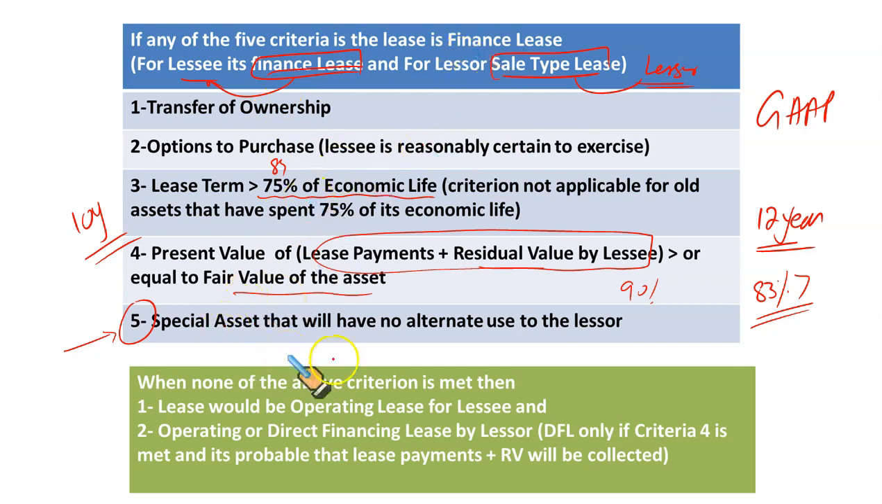When none of the above 5 criteria is met, then what? Then the lease would be an operating lease for lessee, and operating or direct financing lease by lessor.